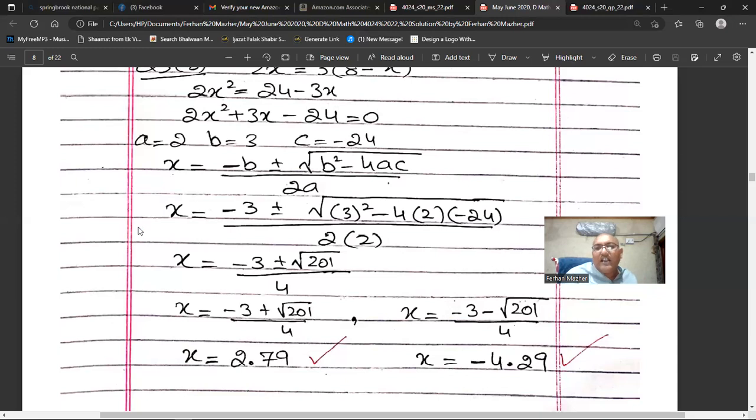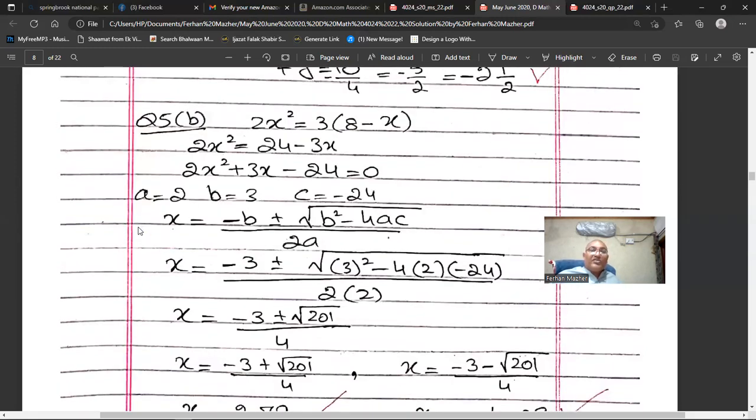So just enter these values in your calculator. In your calculator, you will write minus 3 plus square root of 201, equals, divided by 4, equals, you get 2.79. In the same way, in your calculator, you will enter minus 3 minus square root of 201, equals, divided by 4, equals, you will get minus 4.29. So these are the two values. Hopefully you understand. So this is how this question is done.